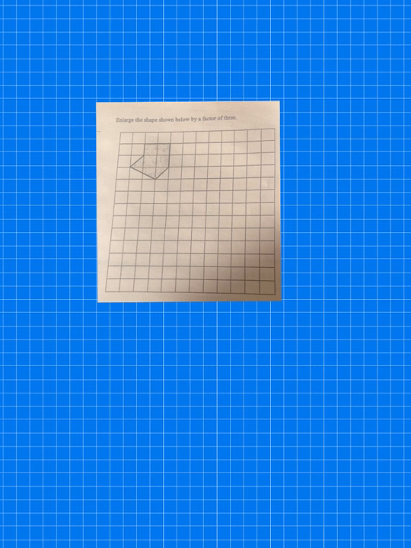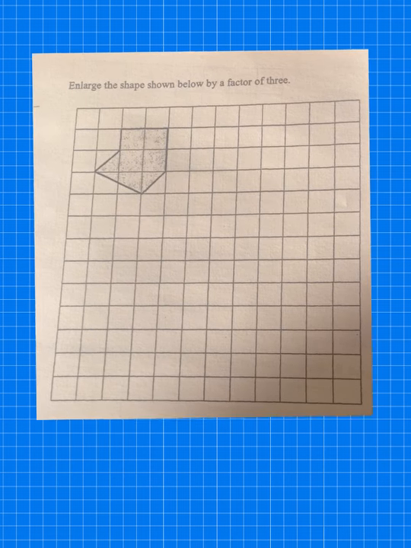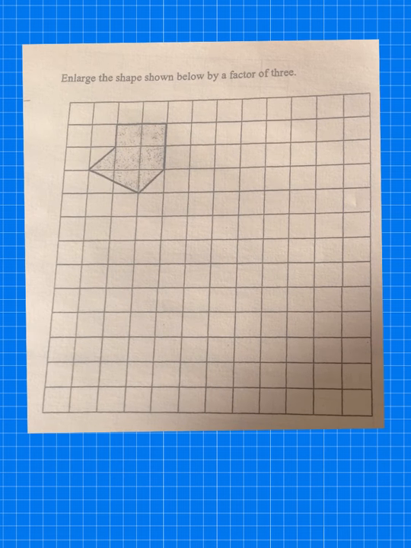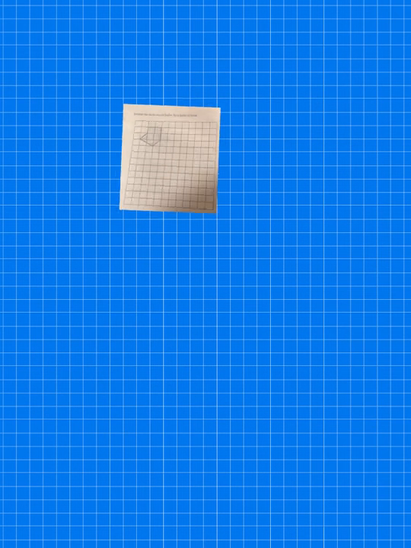Again, another shape to do with enlarging. So we've got this shape here, and we want to enlarge that by a scale factor of 3. Again, a fairly typical T5 question. Have a go at that there, and I'll put the answer up here now for you to see.